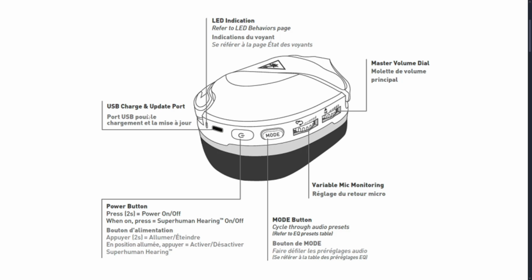On your PC, right-click on the sound icon in the taskbar. Select Sound Settings or Playback Devices. Ensure that the Stealth 600 is set as the default audio and communication device.